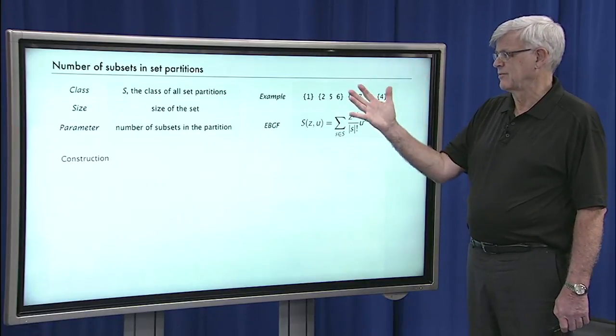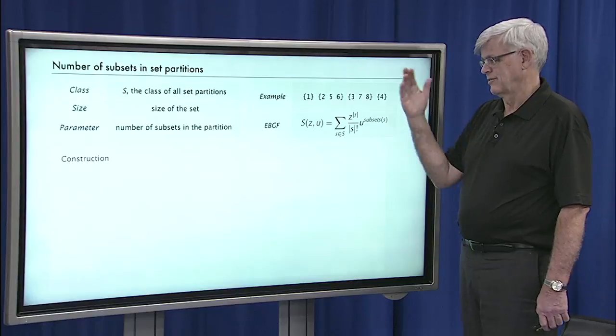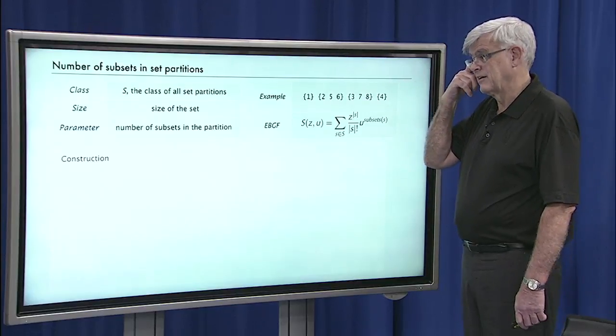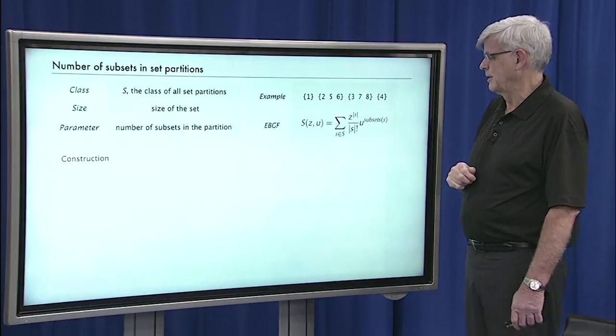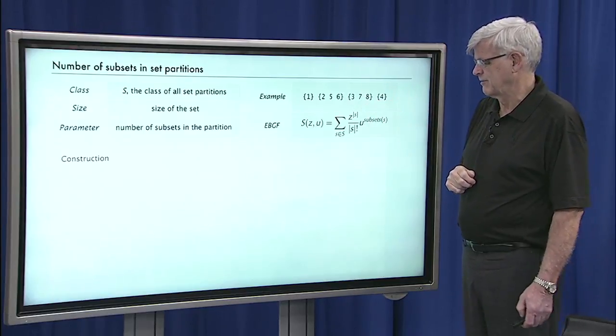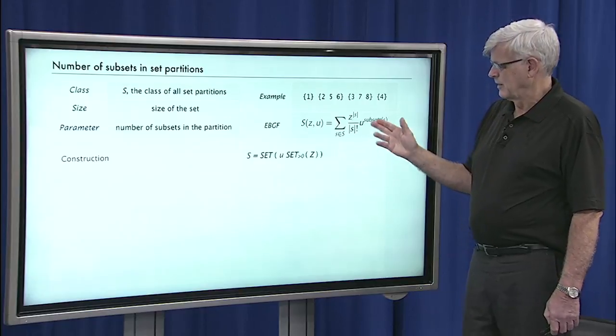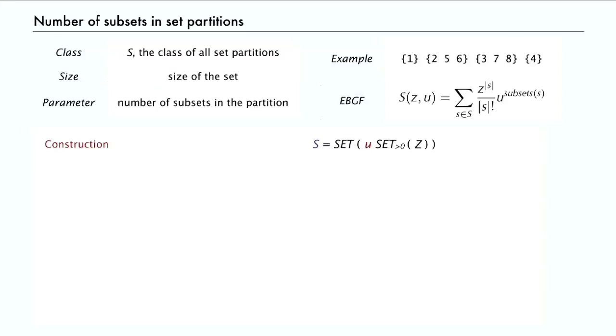We have the class of all set partitions. Our size is the size of the set, and our parameter is the number of subsets in the partition, and then there's our exponential bivariate generating function. The construction is a set of sets, except we're going to mark the subsets. Simple as that. So it's a set of non-empty subsets that are marked. So that's the set of non-empty subsets is e to the z minus 1. They're marked with the u. A set of those is e to that power.